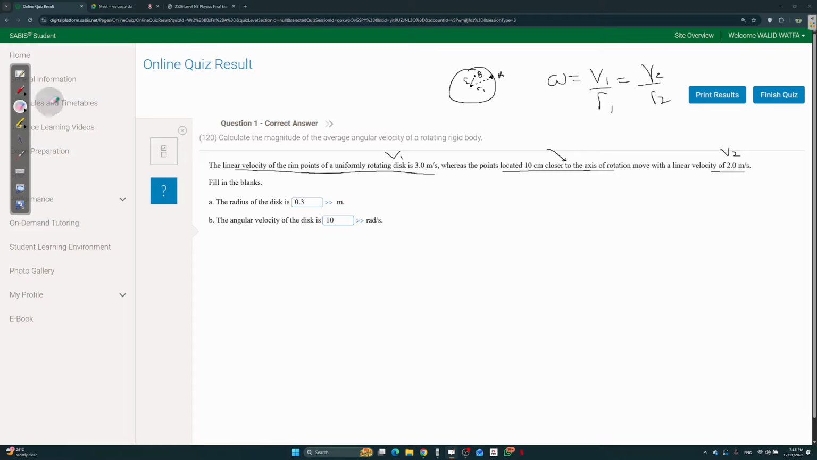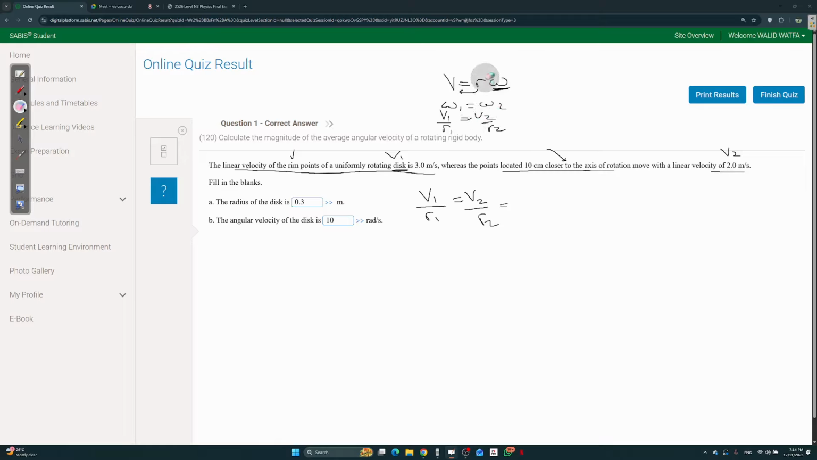So when you see this question in your exam, simply do V1 over R1 equals V2 over R2. Why? Because they're still on the same disk, so they both have the same omega. What do I mean by the same omega? Isn't V equal to R omega? Yes. Since both of them have the same omega, omega 1 is equal to omega 2. Isn't omega 1 just V1 over R1? Isn't omega 2 just V2 over R2? Simply, that's how you get the rule.